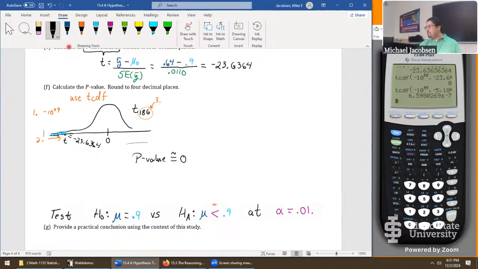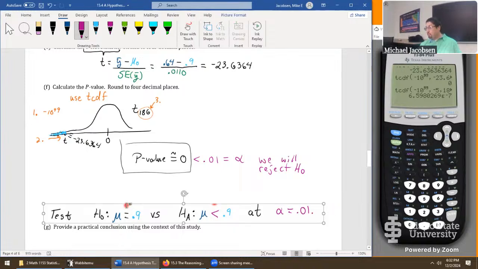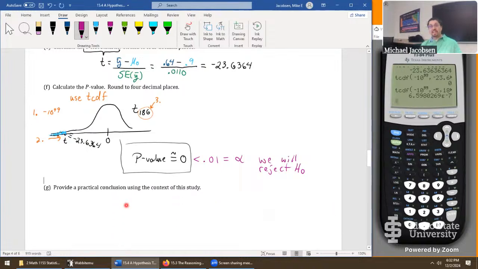So the answer is the p-value. But this is a good step to put in a little bit more. That p-value is less than 0.01, which is alpha. And so we will reject H0. That means we're ready to finalize the rest of the work on this problem, the practical conclusion.